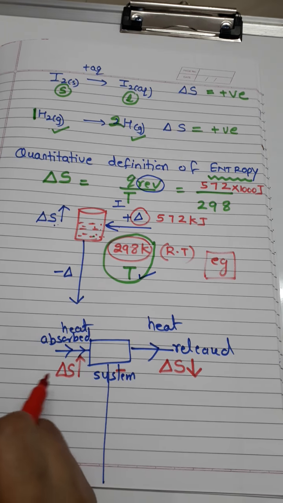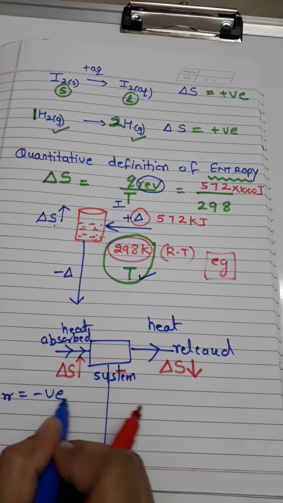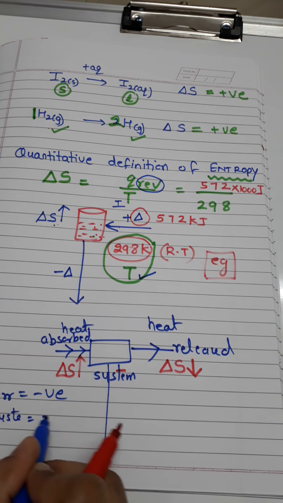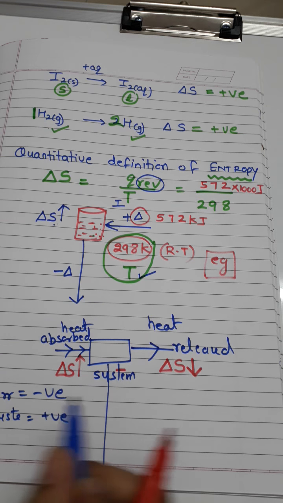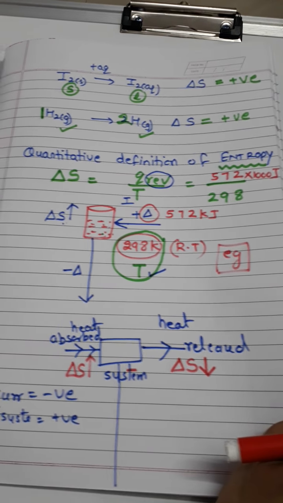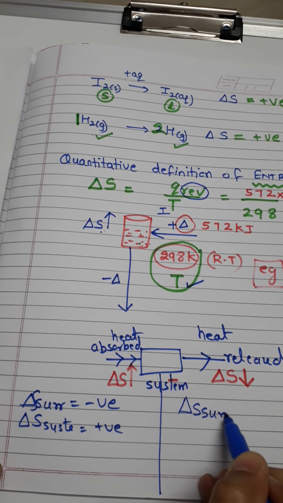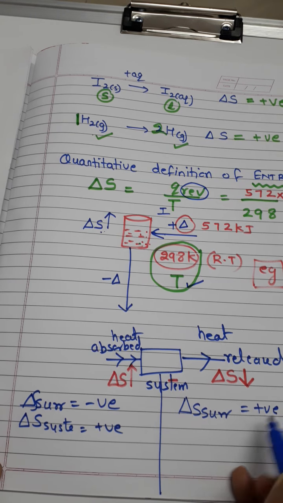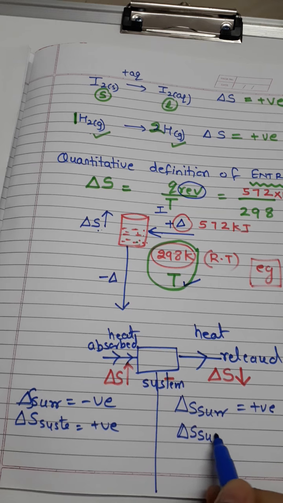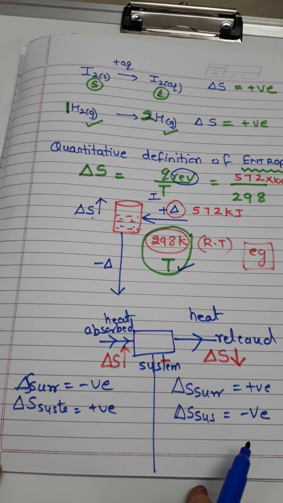Remember this: when heat is absorbed by the system, delta S of the surrounding would be negative and delta S of the system would be positive. And when the heat is given out, it means in the surrounding heat has been added, but the system has lost its heat. So in this way we have to remember.